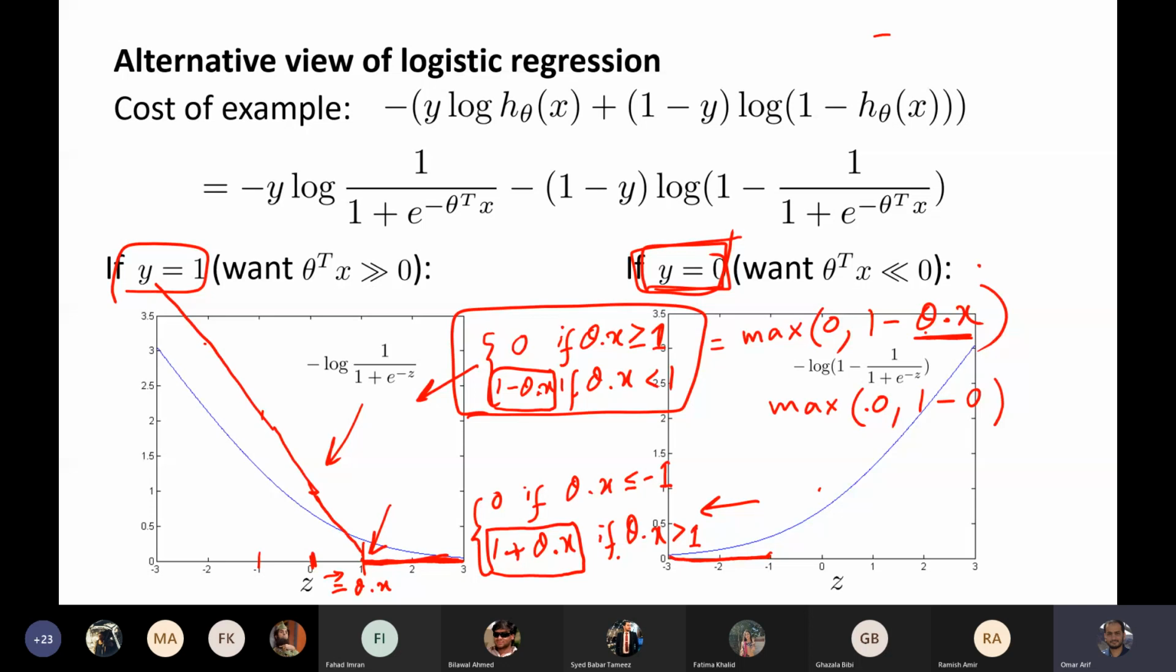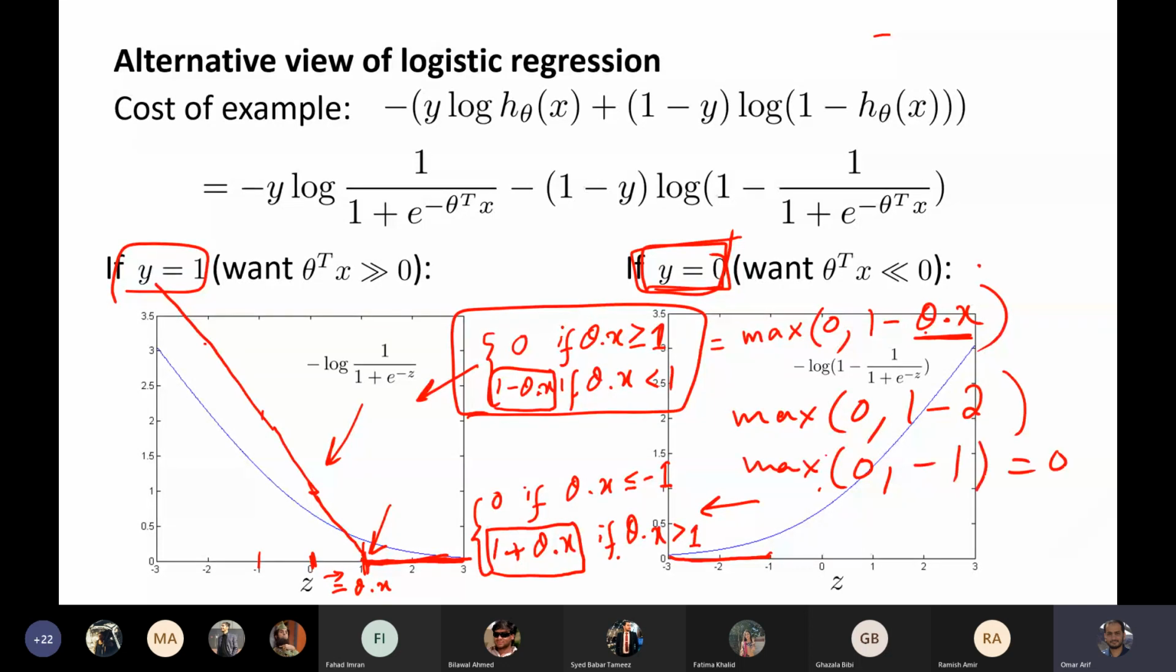So exactly at theta dot x equal to 1, you get 1 minus 1, so max between 0 and 0, and the cost is 0. For values greater than 1, the cost would behave like this. You take the max between 0 and 1 minus theta dot x. Let's say theta dot x is 2, then 1 minus 2 is -1, and max of 0 and -1 would be 0. So for all values greater than 1, you're getting 0, which is what we want.